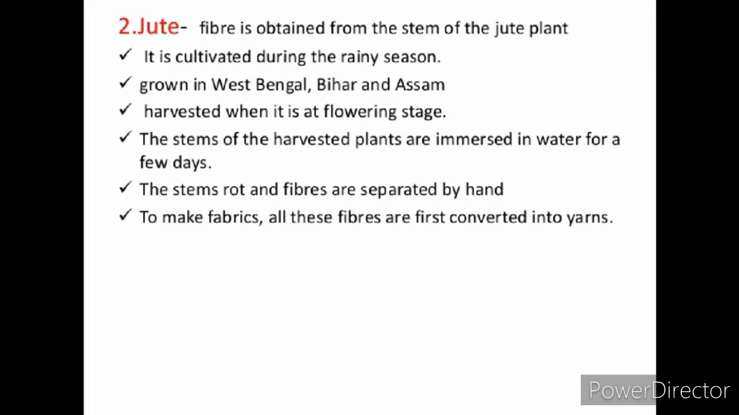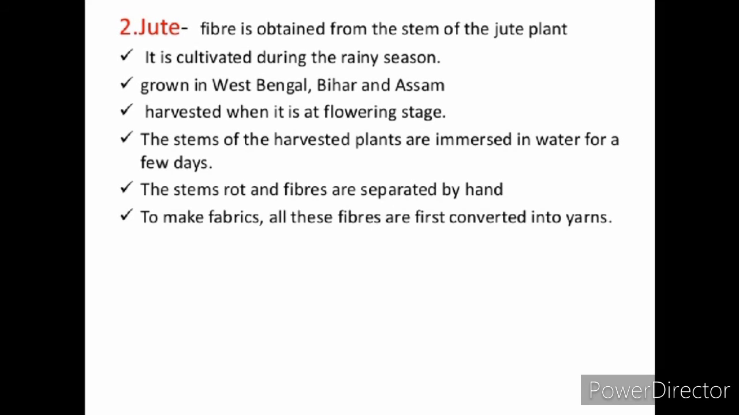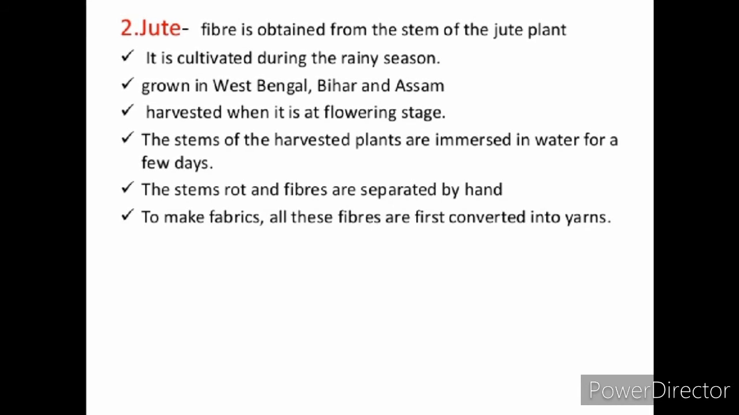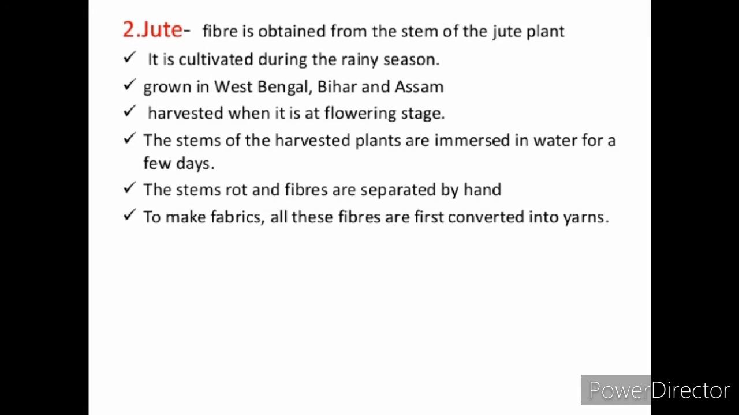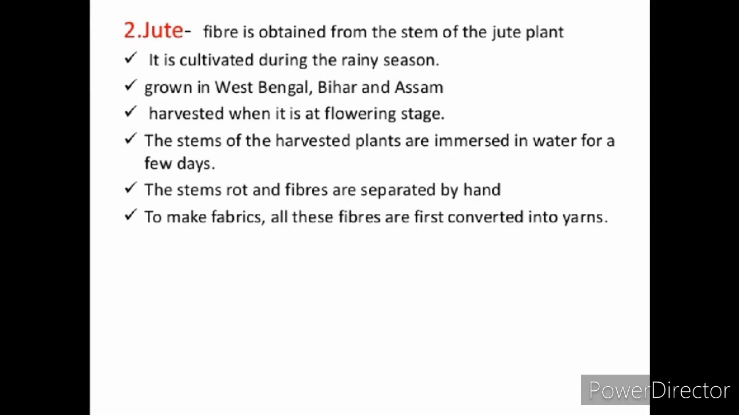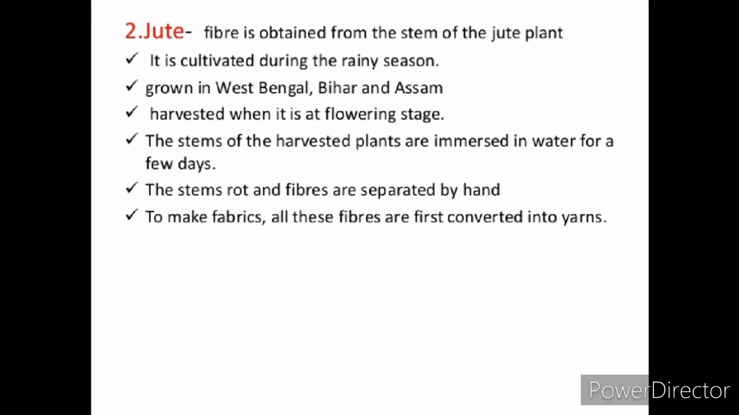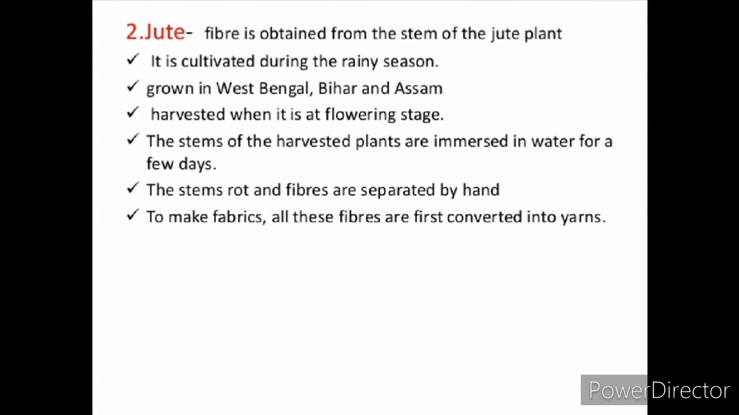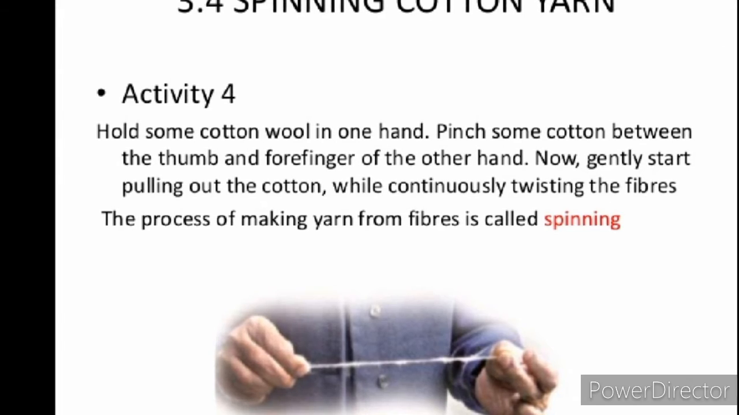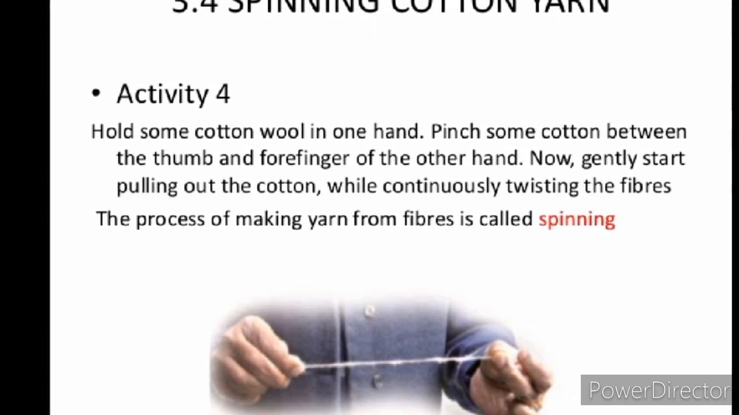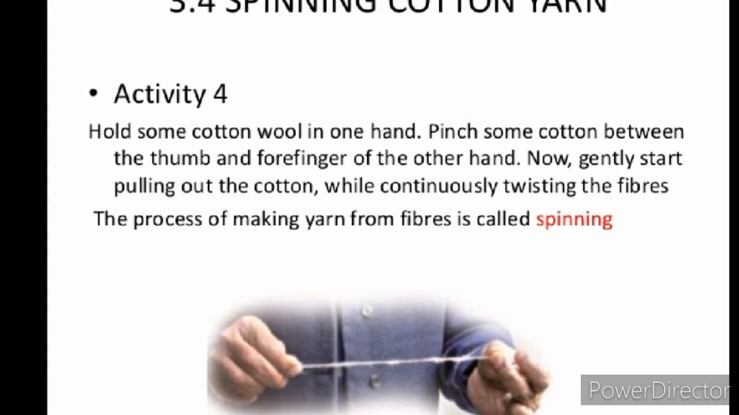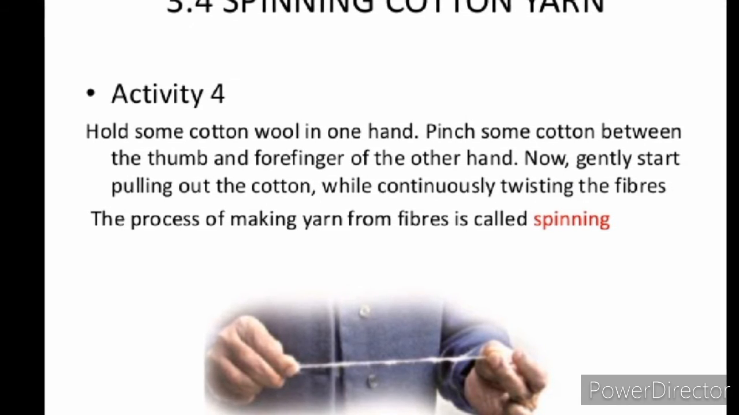To make fabrics, all these fibers are first converted into yarns. It means direct fibers are not used for making fabrics. First, they are converted into yarns, then prepared for the fabric. Now, after extracting the fibers, we'll convert them in the next process. For that, we need to understand an activity.